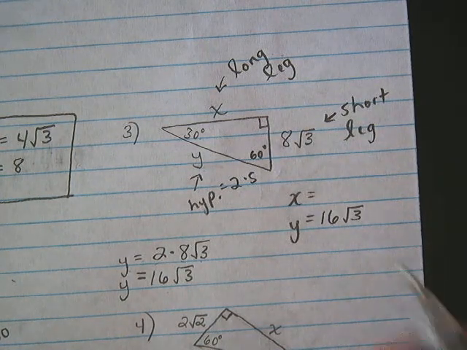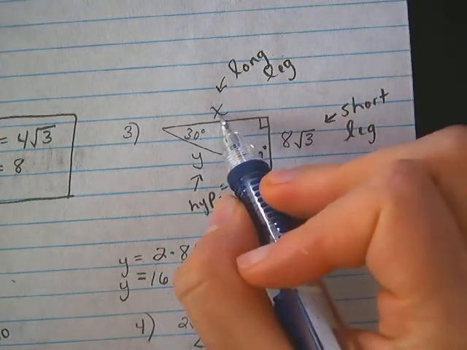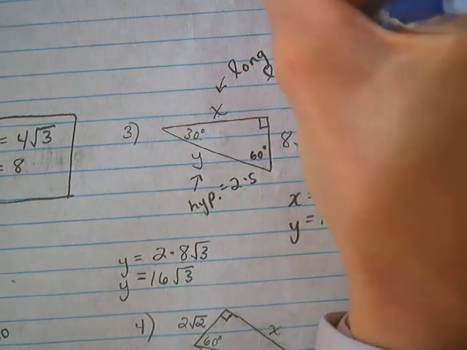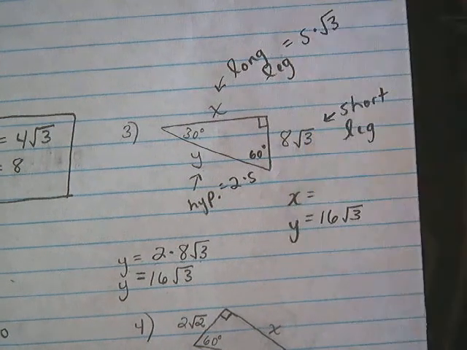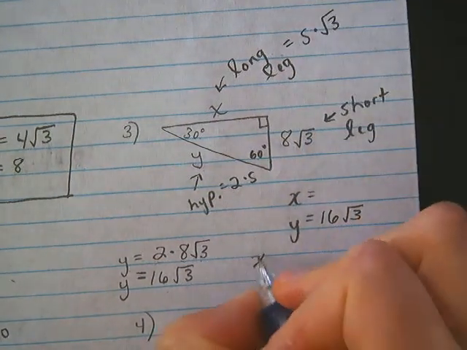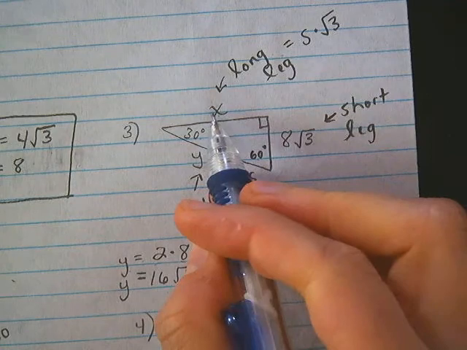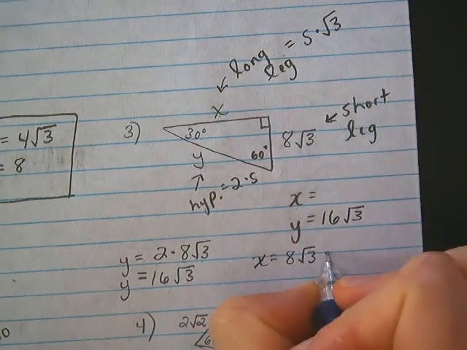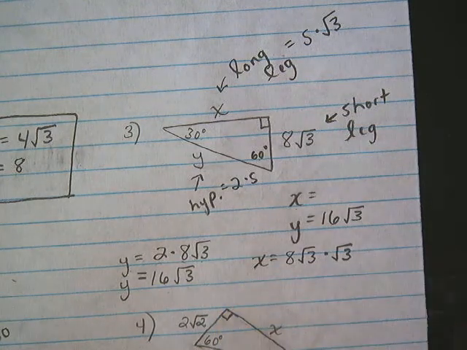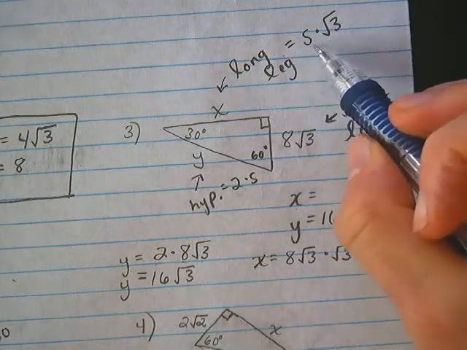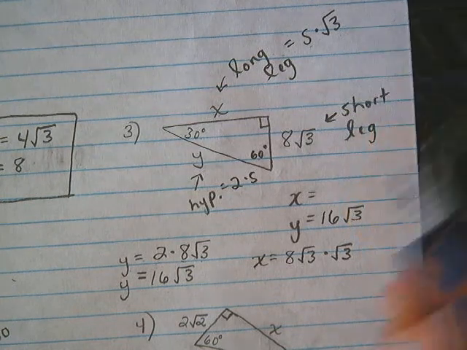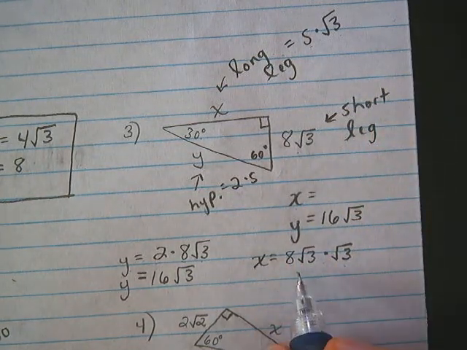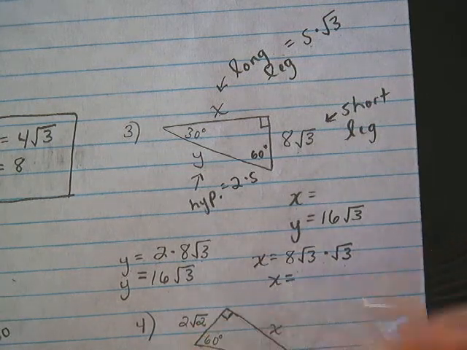All right. So then to find x, well, x was my long leg. And remember, the long leg is equal to the short leg times the square root of 3. So I'm going to go to the side and do a little side work here too. So to find x, I have to take the short leg, which is 8 square root of 3, times the square root of 3. Okay, so I just plugged it in my formula. The short leg times the square root of 3. And so with this one, we'd still have to do a little simplifying.